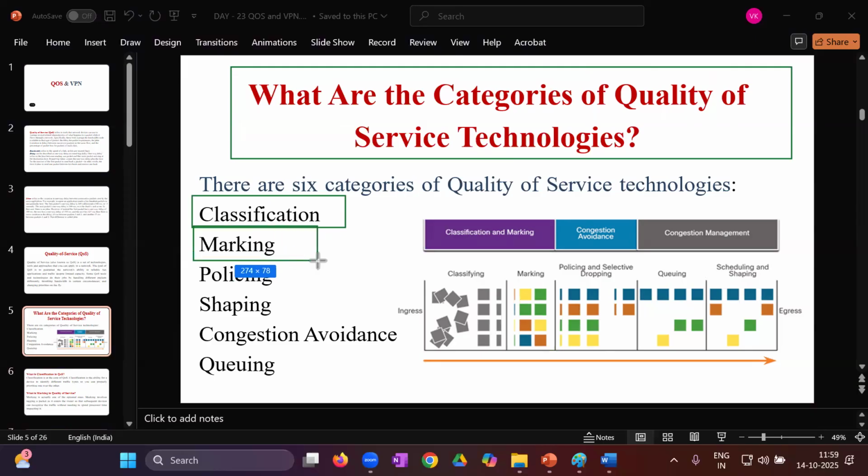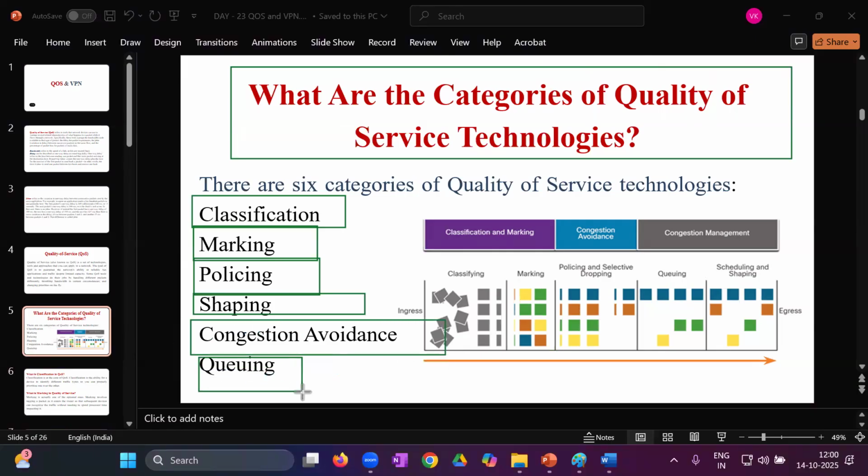Next is marking. Then we have policing, shaping, congestion avoidance, and queuing. We'll discuss all these things one by one.